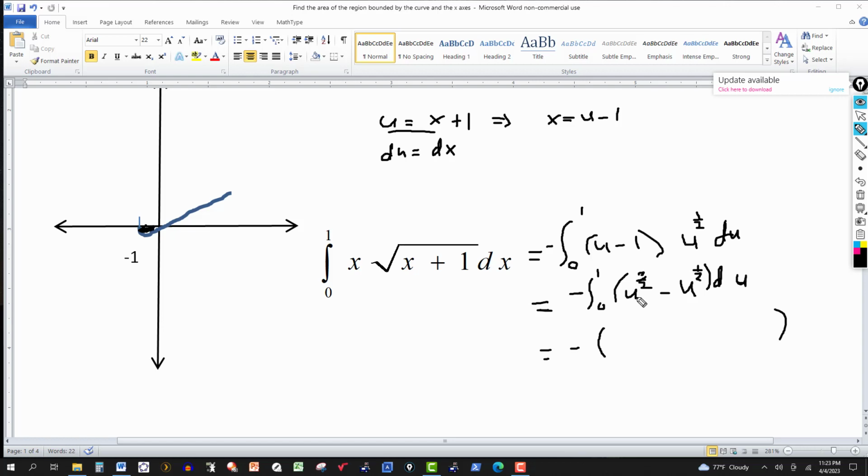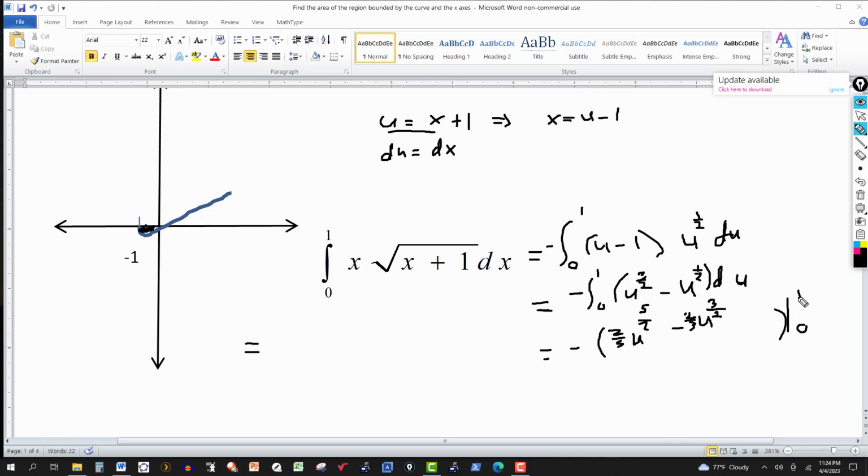We're going to integrate here. Add 1 to the 3/2, and that gives me 5/2. Then divide by 5/2, so that gives me 2/5 times u to the 5/2. This will be minus. Add 1 to the 1/2, which gives 3/2, so u to the 3/2, and in front, divide by 3/2, so I get 2/3 here. And the limits of integration go from 0 to 1.